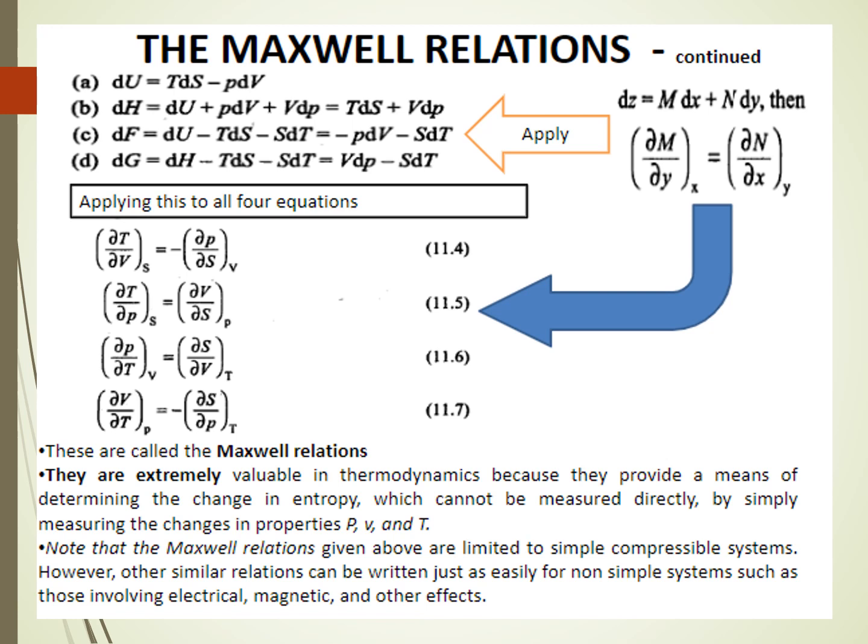So by using the fundamental property relations dU, dH, dF and dG, we are applying the canonical variable, that is z is equal to M dx plus N dy. Then we can say it as ∂M/∂y at constant x equals ∂N/∂x at constant y. So this term we are applying into the fundamental property relations, that is the four equations for internal energy, enthalpy, Gibbs free energy and Helmholtz free energy. Helmholtz free energy we can call A or F.